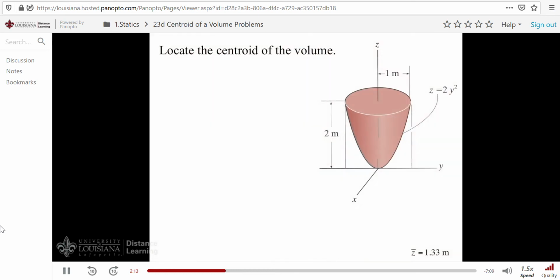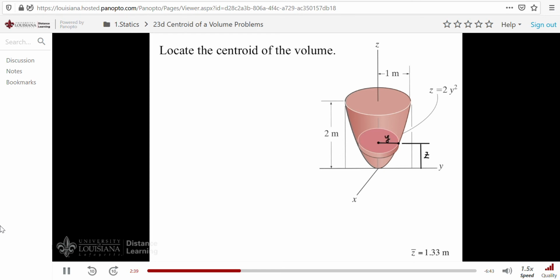We'll begin with this problem, where we want to locate the centroid for this paraboloid. And of course, it's defined by this bounding curve, z equaling 2y squared. In order to get the result then, we'll choose our disk element. And remember, it has to intersect the bounding curve at the arbitrary point. In other words, this coordinate distance is y, and this one is z.